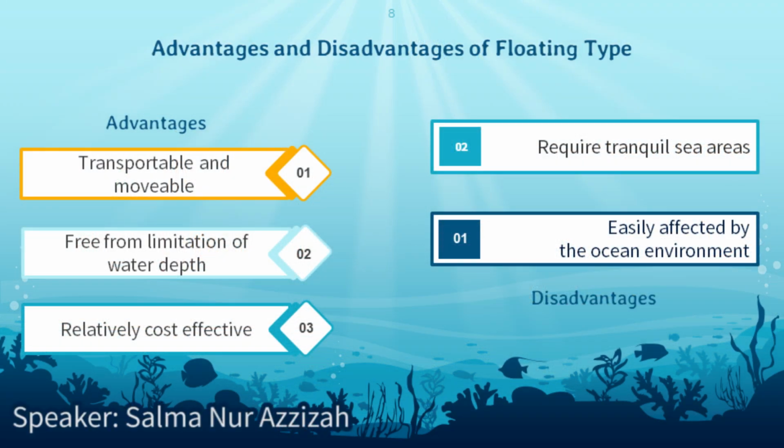However, each type has its own advantages and disadvantages. There are three advantages of floating type. First, floating type is transportable and movable. Second, it is free from limitation of water depth, so it can be anchored within 12 nautical miles and in deep water greater than or equal to 100 meters. And last, it is relatively cost effective. But floating type also has disadvantages. First, it requires tranquil sea areas, and it is easily affected by the ocean environment such as tsunami or even earthquake.